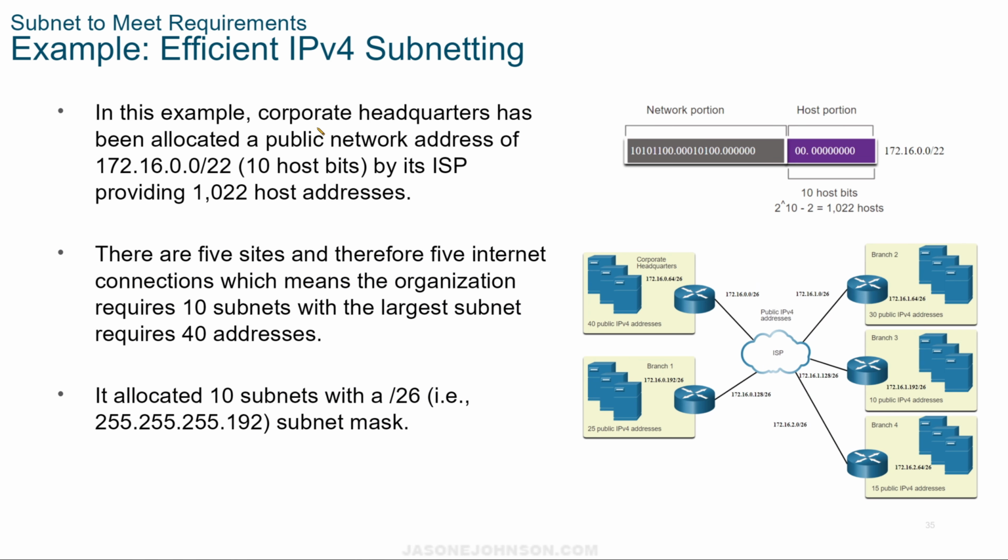In this example on the right here, the corporate headquarters has been allocated a public network address. It has 10 host bits by its ISP, providing 1,022 host addresses. There are 5 sites, and therefore we need 5 internet connections, which means the organization requires 10 subnets, with the largest subnet requiring 40 addresses. It allocates 10 subnets with a /26 subnet mask.